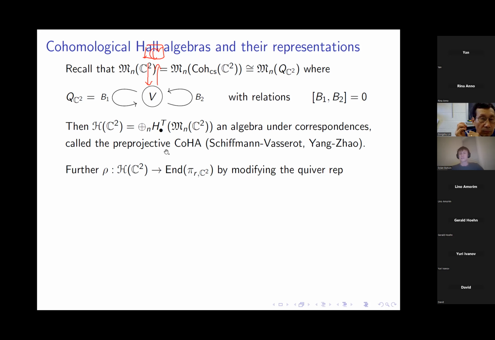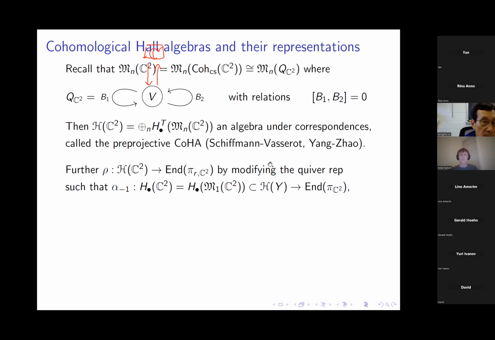And considering a similar push-pull argument, like I outlined on the first slide, gives rise to natural geometric representations of these pre-projective CoHAs on these vector spaces, which are the direct sum of the homology groups of the framed representations, where we sum over the dimension vector, but we fix the framing vector once and for all. So this gives a representation of some algebra here on our vector space of interest.